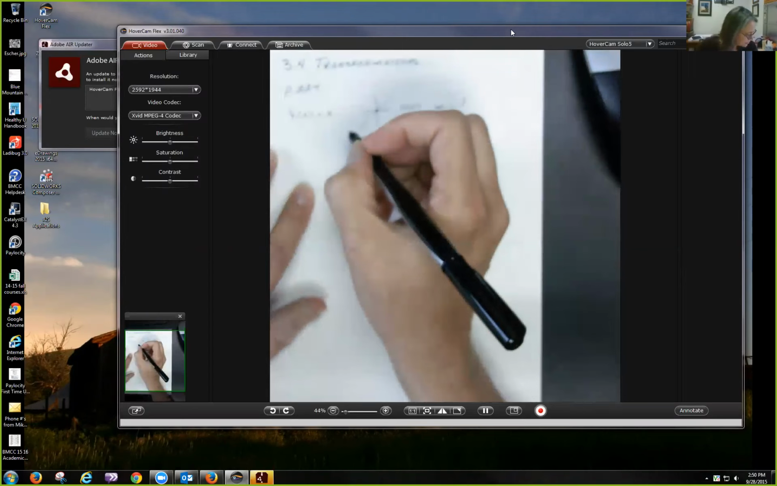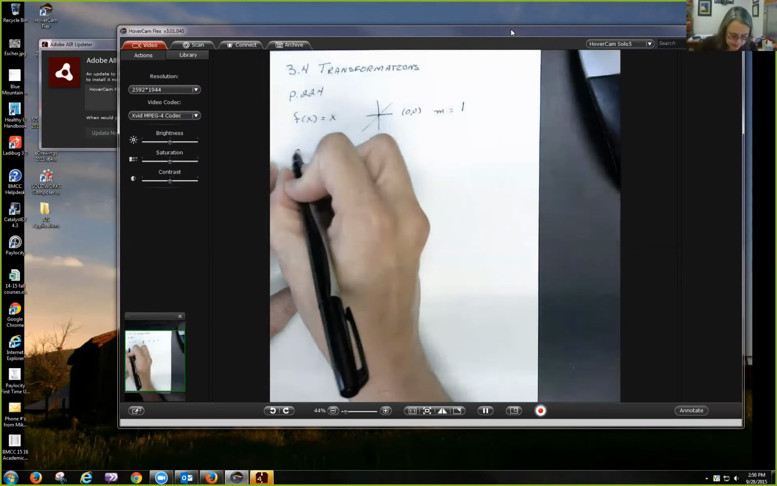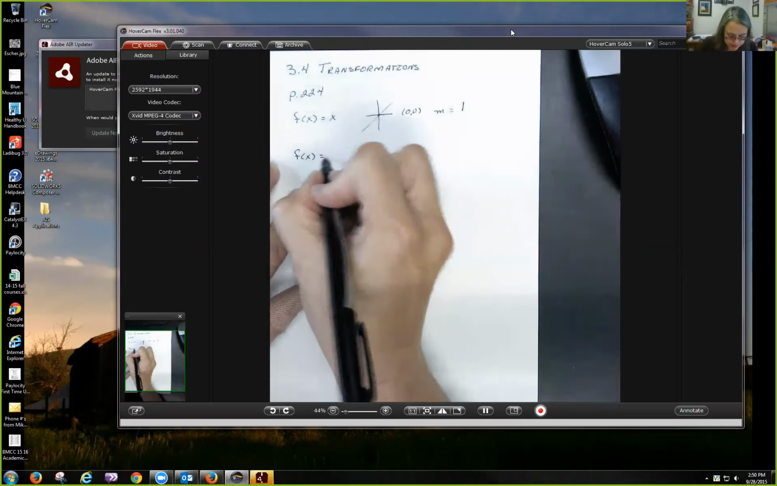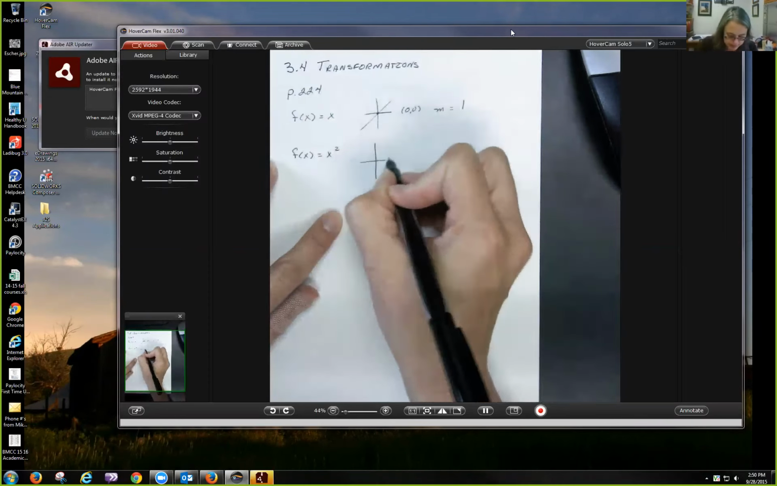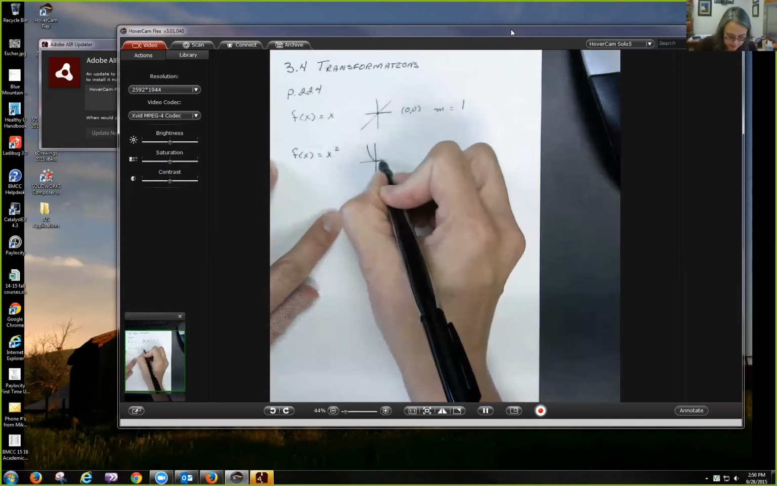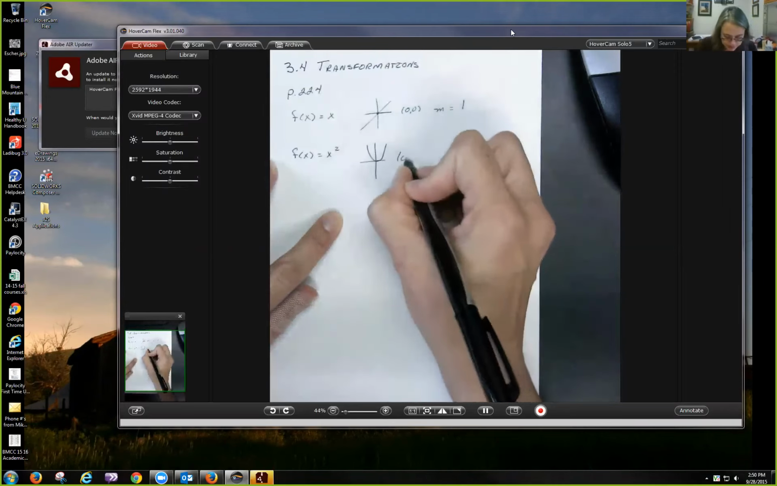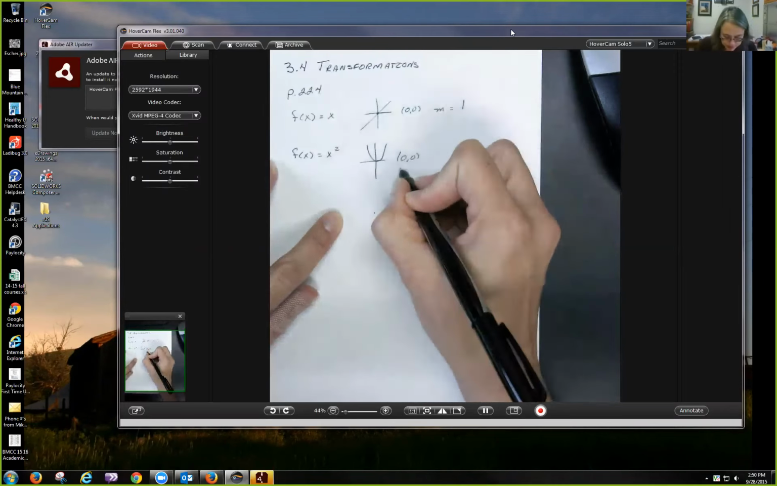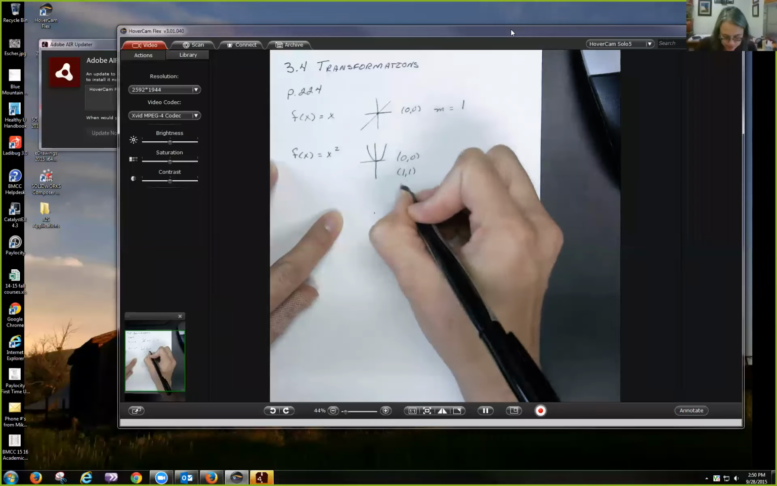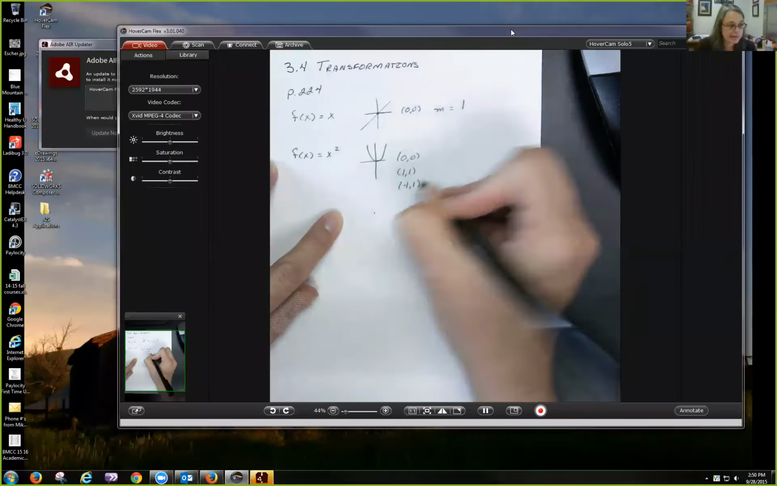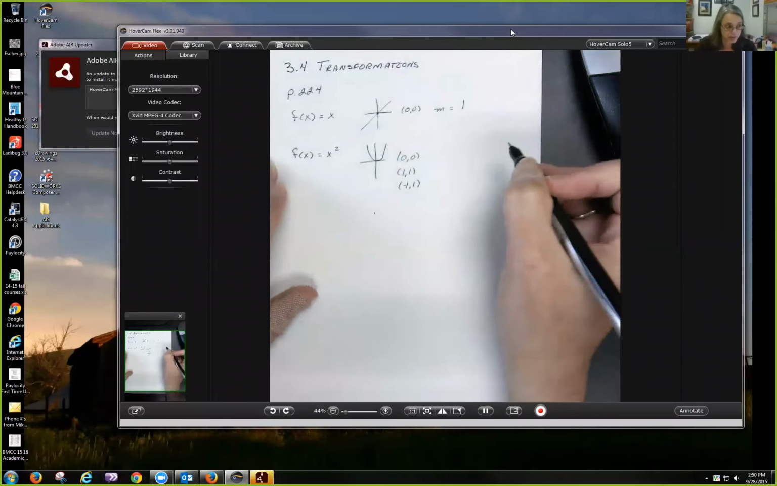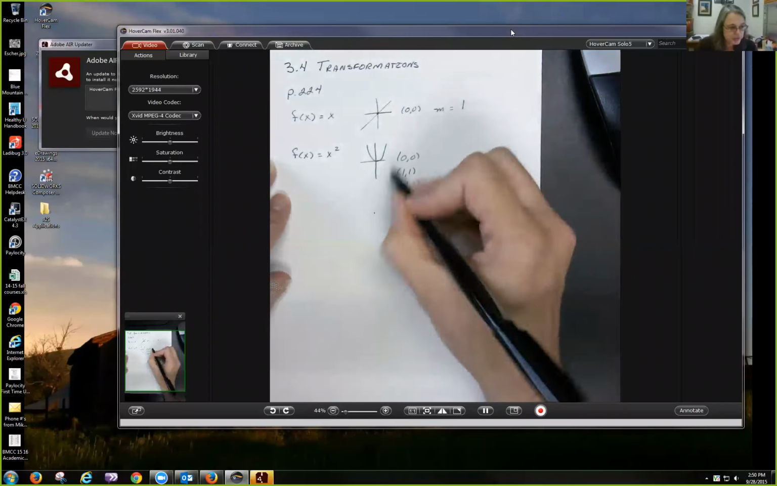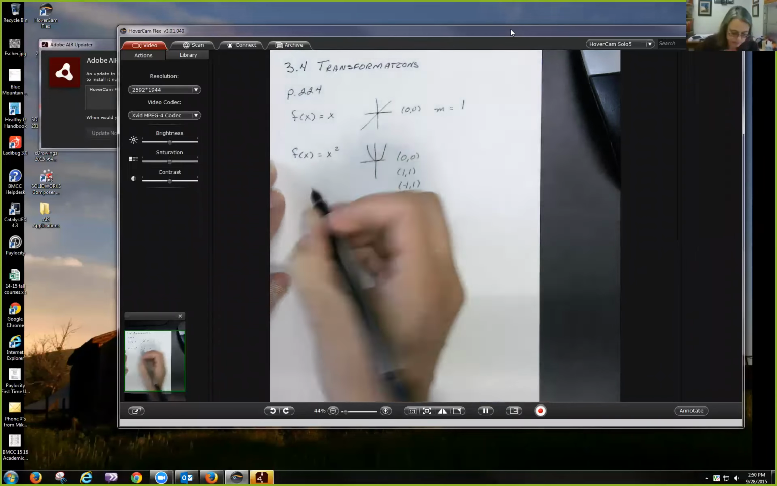Now, the second one is f of x equals x squared, and this is a basic parabola. It goes through a few points. It goes through 0, 0, goes through 1, 1, and negative 1, 1, among others. We can figure out others, right? 2, 4, negative 2, 4, and so forth. But those 3 points are enough to get us started.